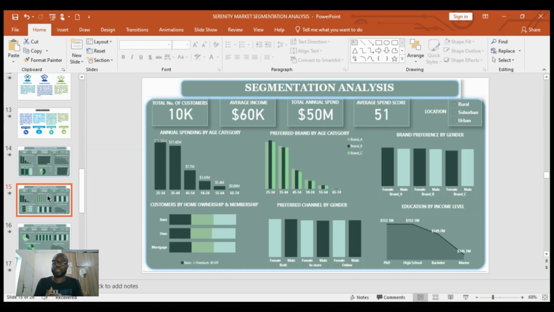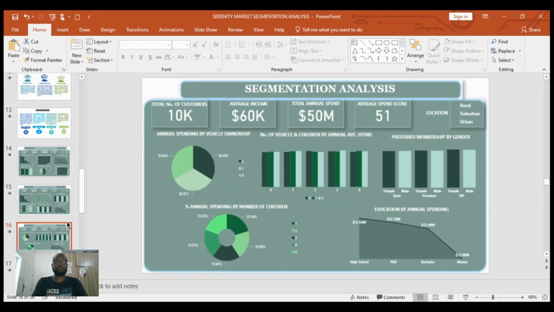Then we also looked at education by income level. For the PhD, they seem to have more income. The PhD and the high school have more income compared to bachelor's and master's degree holders.